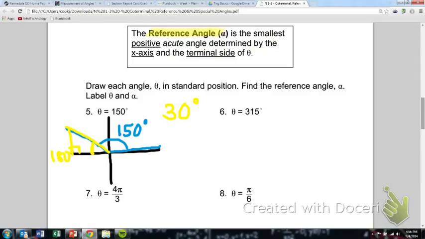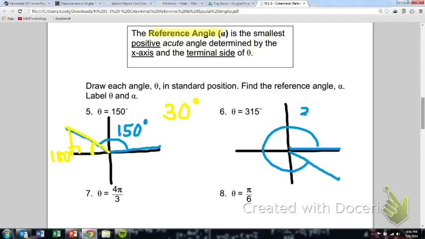Let's try another one. So 315. 315 is in the fourth quadrant, right? If you start here and you go around 90, 180, 270, and then 45 degrees past 270. That's 315. So the reference angle is the angle if you go from your terminal side straight to the x-axis. What would this angle in here be? And so hopefully you can see that you're 45 degrees away from 360. So 45 would be the reference angle.